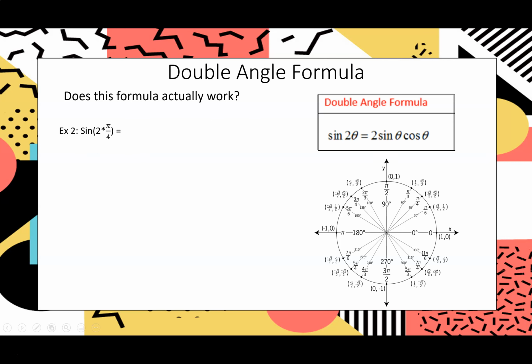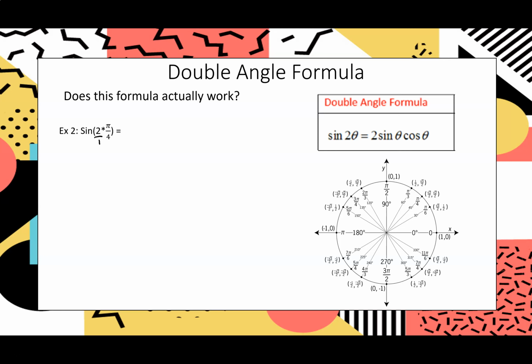All right, forget about degrees. Let's go ahead and do one with radians. My first thing I'm going to do is just work this equation all the way straight down. So this is going to give me sine, and I'm going to multiply my 2 times pi over 4. Remember, that 2 is just 2 over 1. Multiplying across the numerators, I get 2 pi.